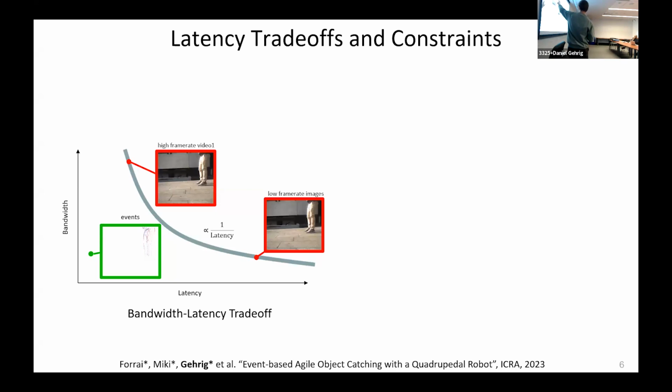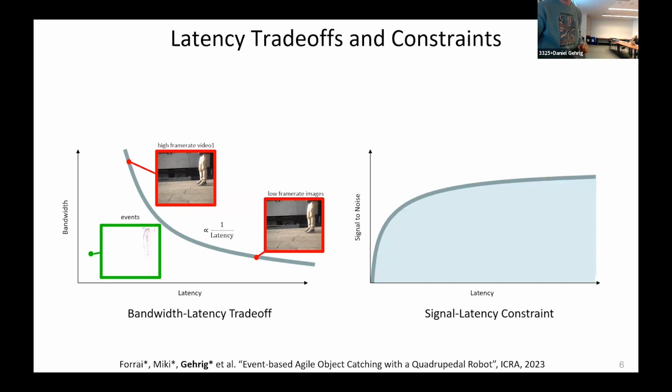But to reduce this bandwidth, we can actually reduce the frame rate of the camera. But what this does is, of course, increase the latency, so we're not as reactive anymore. Now, because event cameras have adaptive sensing on pixels, they can simultaneously reduce the bandwidth, so they have a highly sparse output, and they can also reduce the latency. Not only that, they also perform well in what is called the signal latency constraint. So what does this mean?